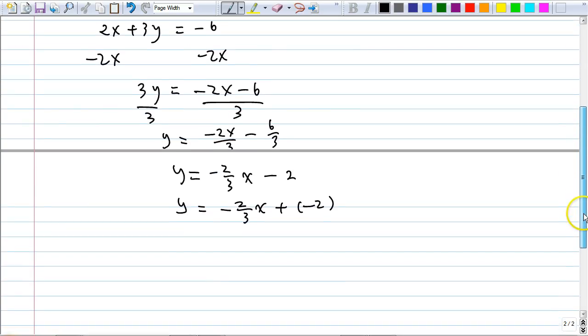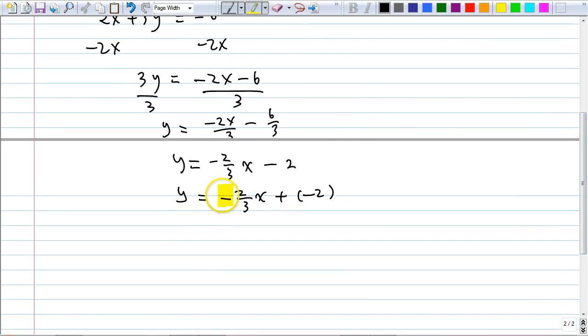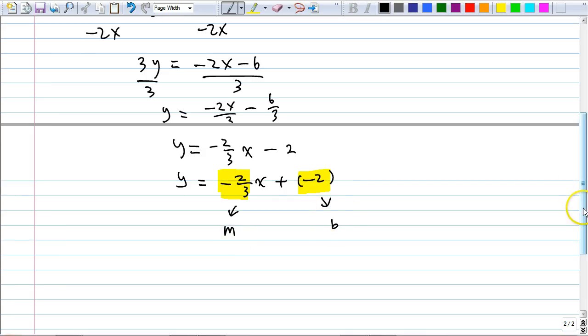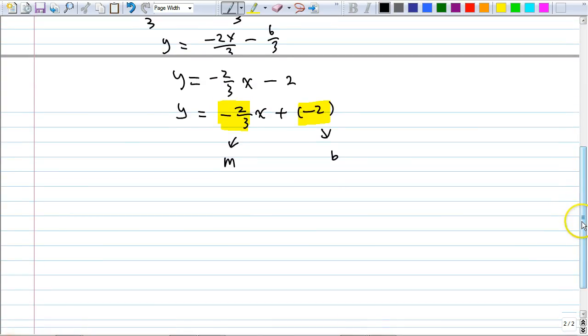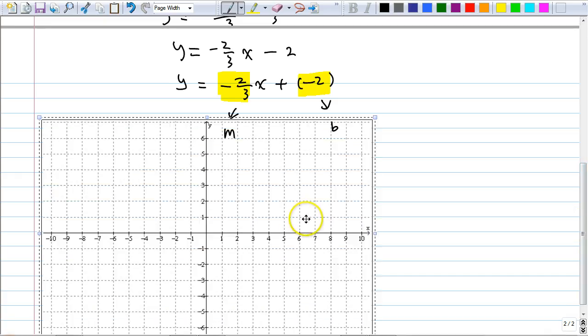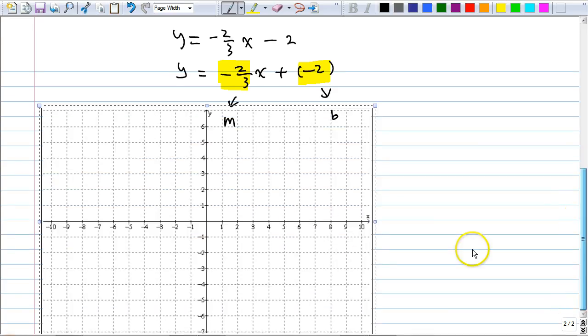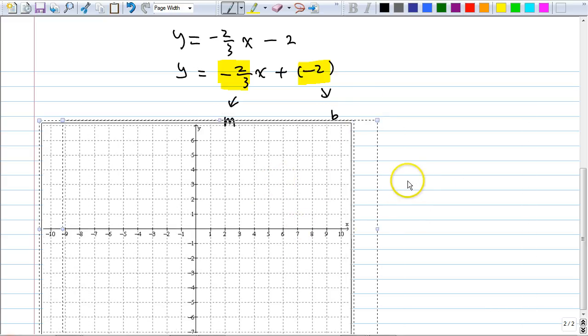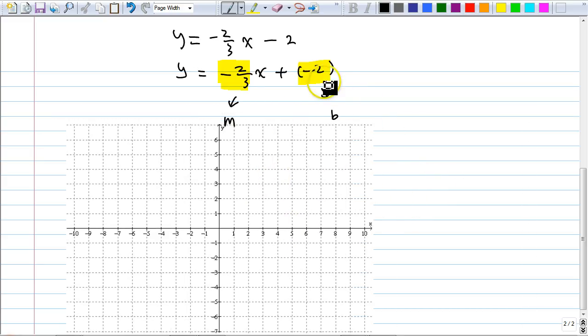Now let's try to graph this. Now we know that this negative 2/3 is your slope and negative 2 is your y-intercept. Remember, we call this m for slope, b for y-intercept. So let's graph this line. So here's my graph paper. Make it a little bit smaller. Okay, so we will start with, remember, we cannot start with slope because there are too many lines with this slope. So we have to have a starting point, which is your b. So I'm going to start at negative 2.